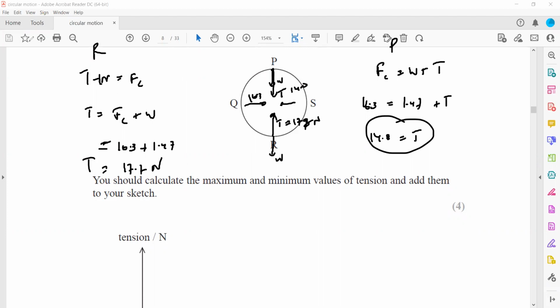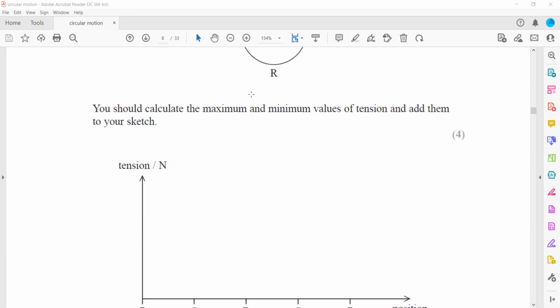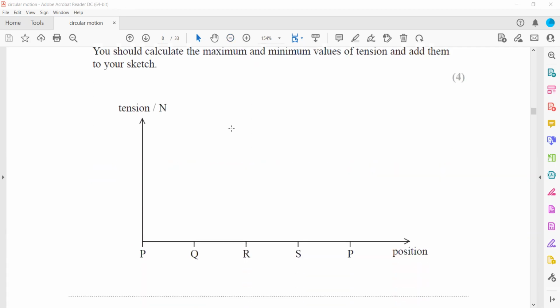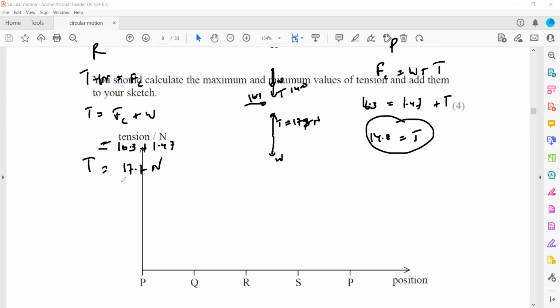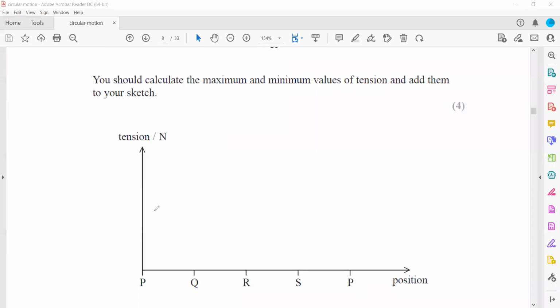So when we sketch our result, at P we need a smaller tension, at R we need the maximum tension, and at Q and S we need the same tension. If we have the scale with the values 17.7, 16.3 and 14.8, say we start our scale at 13, then 14, 15, 16, 17, and 18.